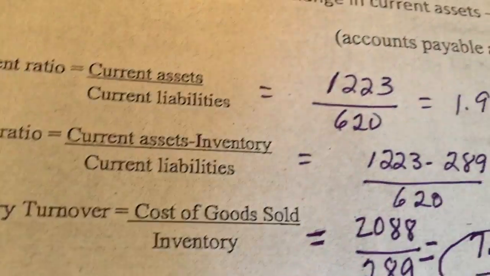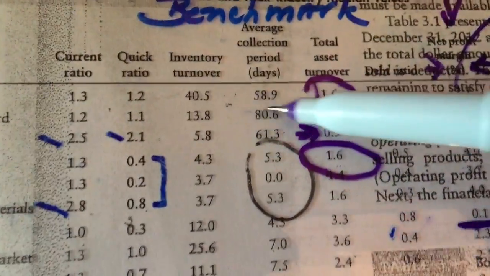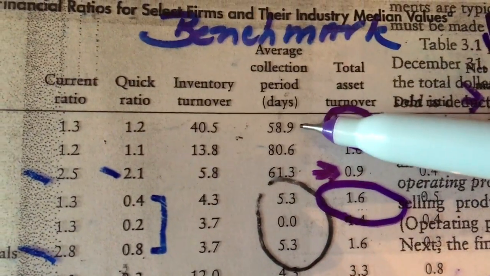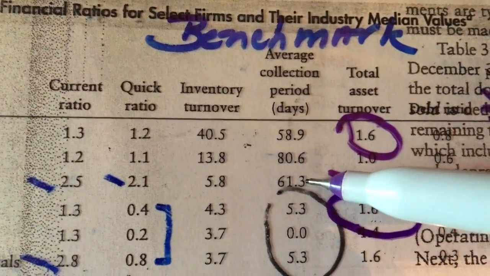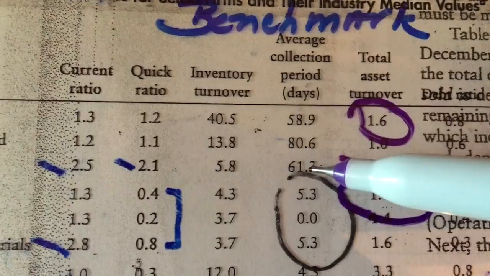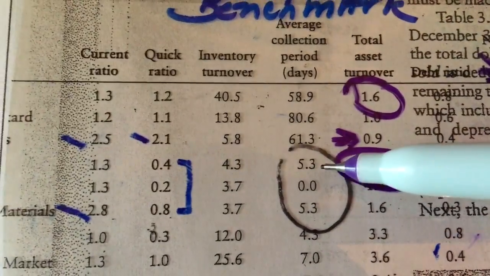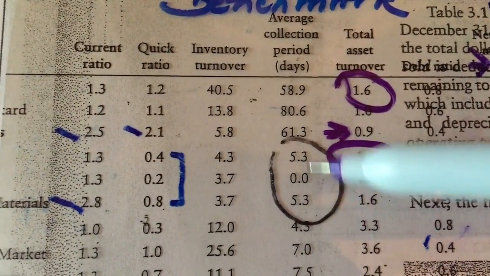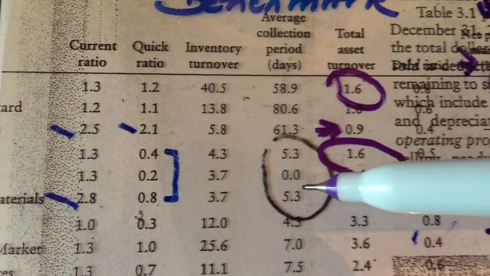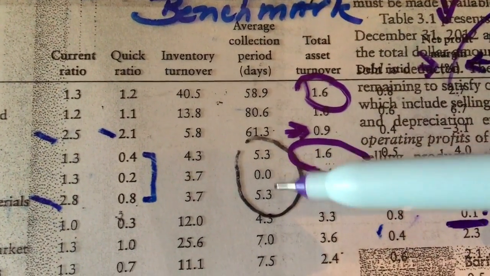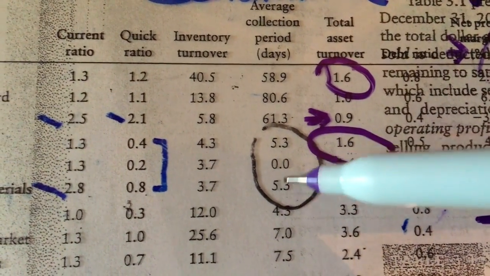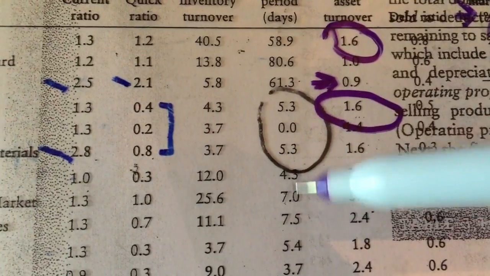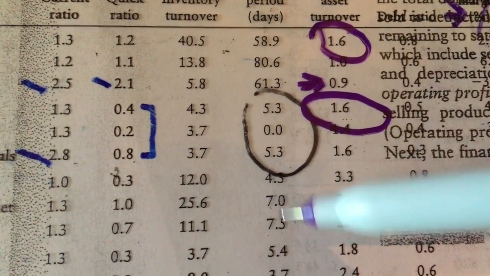Let's take a look at our benchmarks and see what they have here. Fourth column: in the computer industry, 58 days for Dell, 80 days for Hewlett-Packard, 61 days for the computer industry as a whole. If you're looking at Home Depot and Lowe's in the building supply industry, they don't generally extend credit like some companies would. They don't have their own credit lines, so it's very, very low here. Same with grocery stores. You don't see grocery stores extending their own credit.